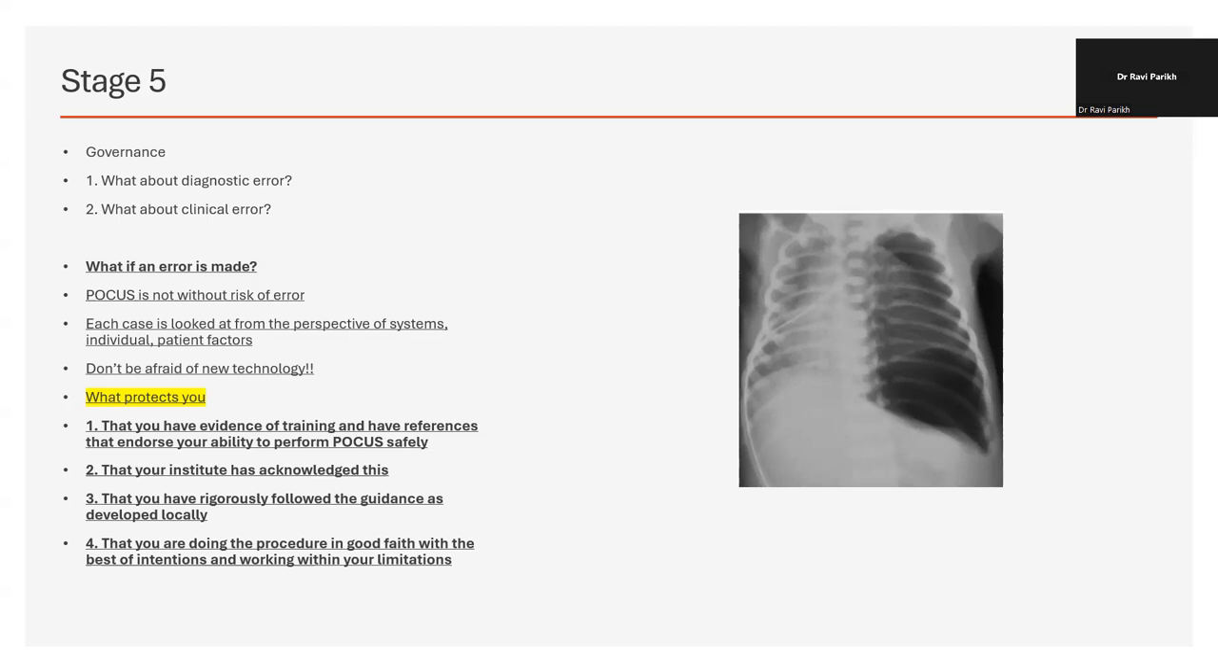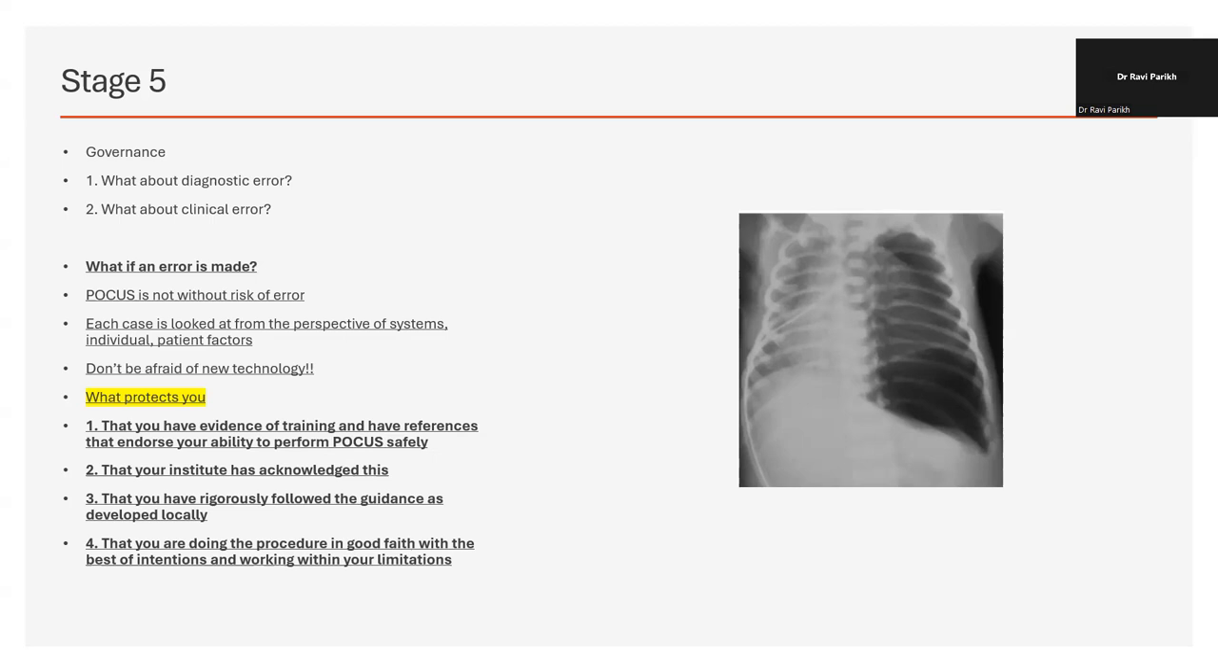I think the most important aspect of it is when you get through this course, you will have evidence in the form of a logbook that will say that you've done 25 to 50 scans. You will have very detailed references by the end of it, which basically talk about your ability, the quality of your scans, and the variety of your scans in terms of pathology. Something that is endorsed not just by one individual, myself, but by four other individuals who are also doing peer review as part of this. You will be able to reproduce that evidence in your institute. You will have a guideline that you will rigorously follow, that you will develop locally.